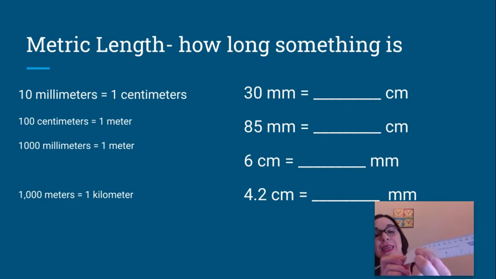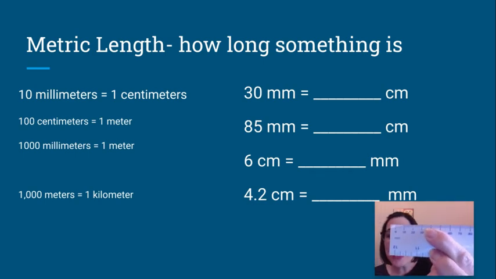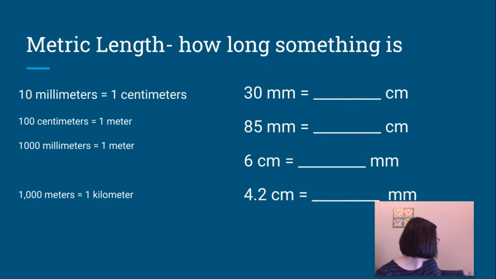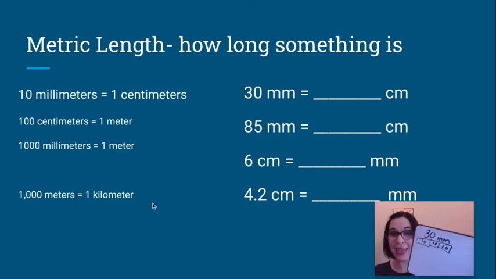But think about if something is 30 centimeters, about how many peas would that be? So let's see. All right, so we know something is 30 millimeters. How many groups of 10 would that be? 30 divided by 10 equals 3. So 30 millimeters equals 3 centimeters.